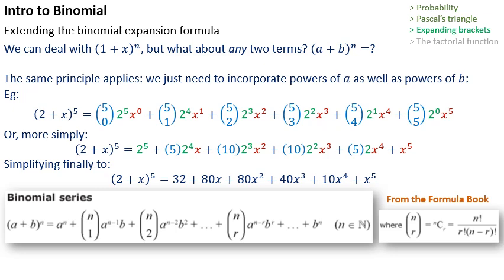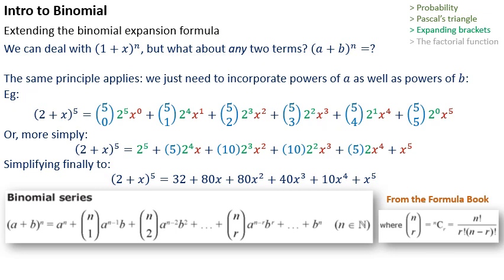This, incidentally, is provided in the formula book. And you can see it looks a little confusing because it's all algebra. There's an A and a B and an N, and then there's an R kicking around later on. But this is just a general way of saying exactly what we've just done. We use 2 and x. Here they're using A and B, so you can see you can replace A and B with whatever you like.